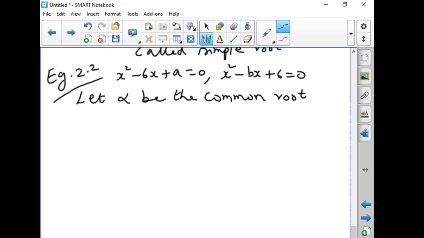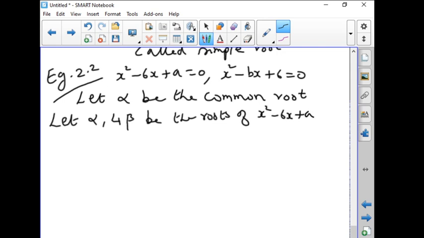The other root of the first and the second equations are integers in the ratio 4:3. Find the common root, it is said. Okay. So, alpha is a common root. So, let alpha comma 4 beta be the roots of x square minus 6x plus a equal to 0. 4 from where you are getting? The first and second equations are integers in the ratio 4:3. Okay.